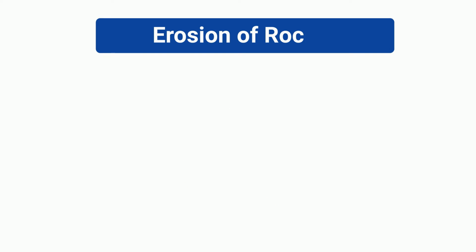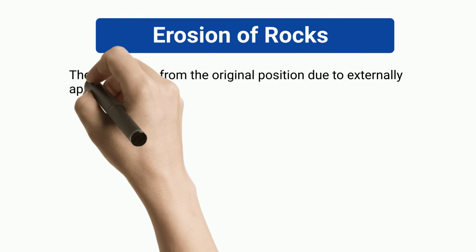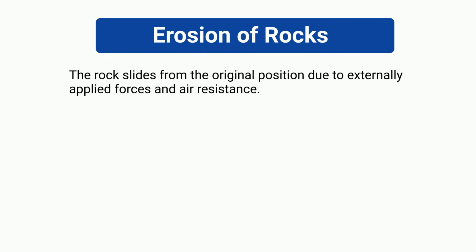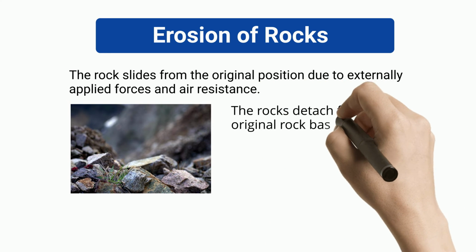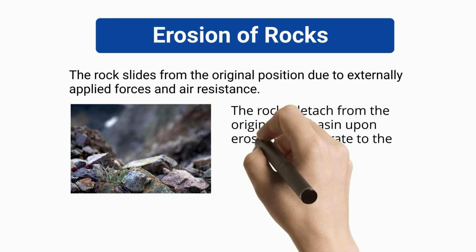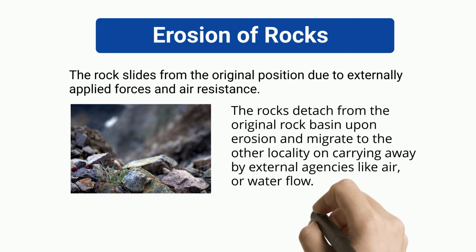Erosion of rocks. The rock slides from the original position due to externally applied forces and air resistance. The rocks detach from the original rock basin upon erosion and migrate to another locality, carried away by external agencies like air or water flow.